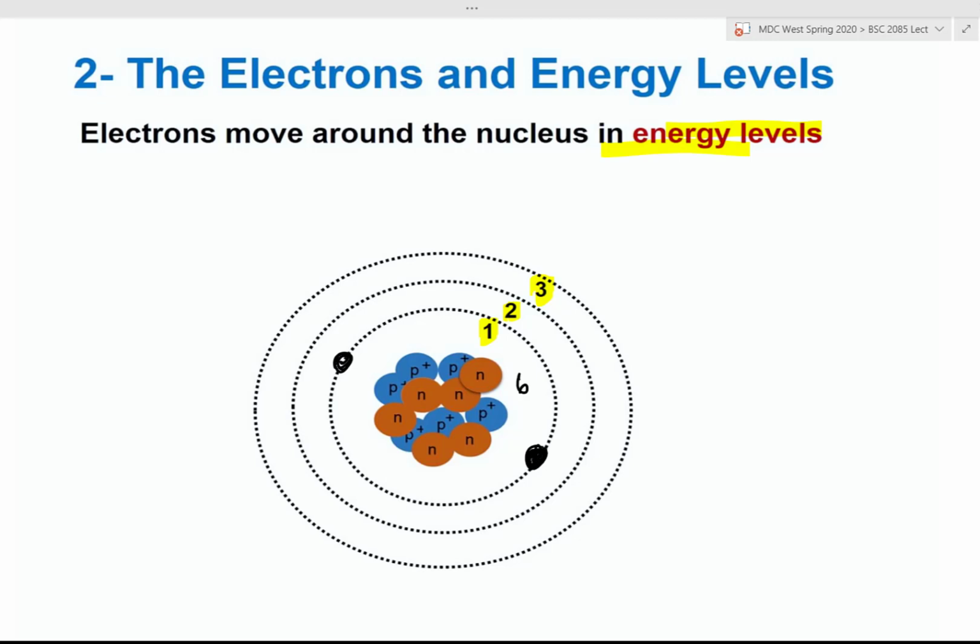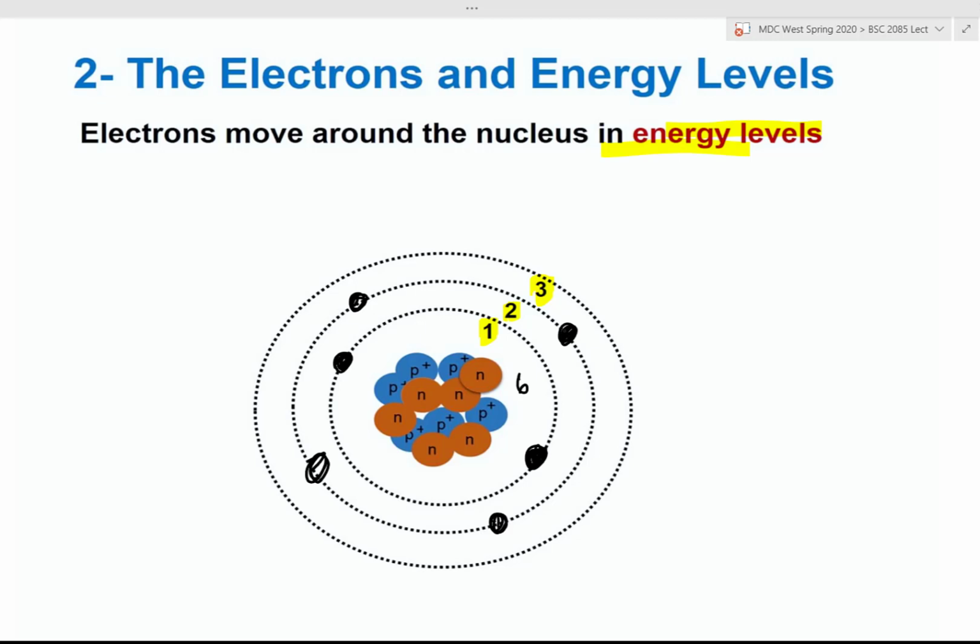On the second shell, how many electrons? 4. Why 4? Because you only need 6, right? You can fill up to 8, but you only need 6. And so far, so good. So that's the hardest thing here.